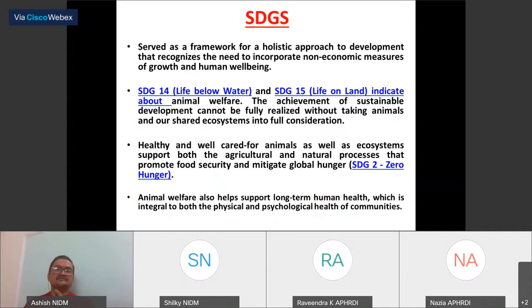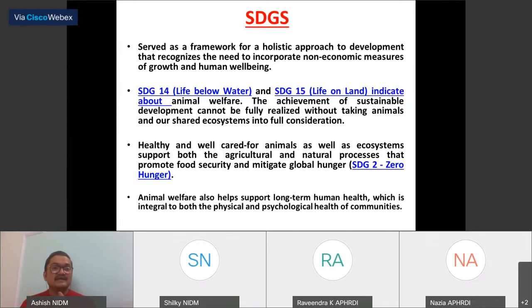Then we talk about the 2015 SDGs, Sustainable Development Goals. SDG 14 specifically talks about life below water. SDG 15 talks about life on land. So basically these two important SDGs talk about animal welfare. And it is a very important message that achievement of any kind of sustainable development cannot be fully realized without taking animals and our shared ecosystems into full consideration.